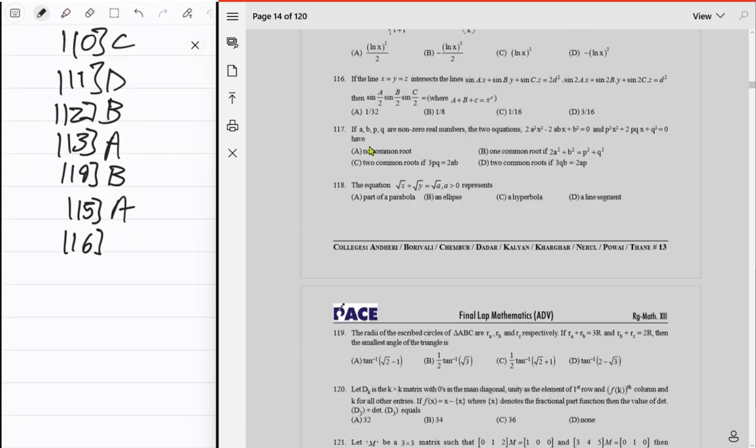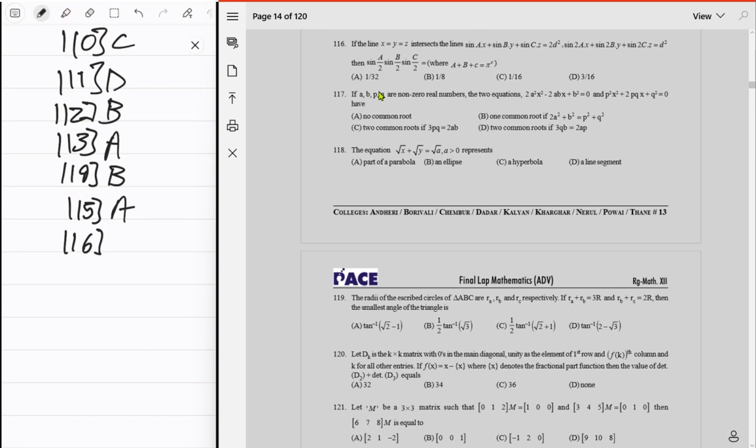116. Okay, if the line x equal to y equal to z intersects the line ax plus b, what? Wait, what? ये एक line है just 1 1 1 टाइम r. Okay, cool. Intersects this line. ये line है. And this, okay. अच्छा, जो जो तीनों की तीनों है उनका एक ही सॉल्यूशन सेट है somehow.